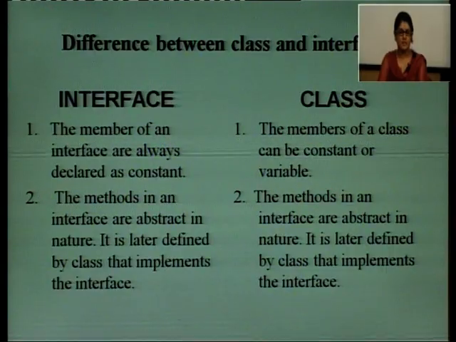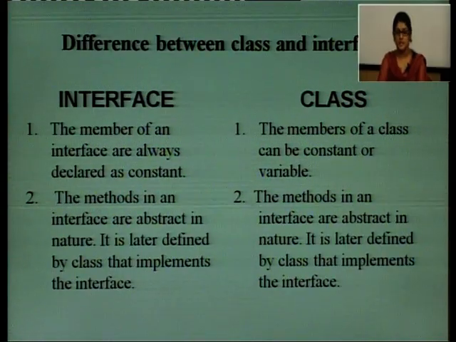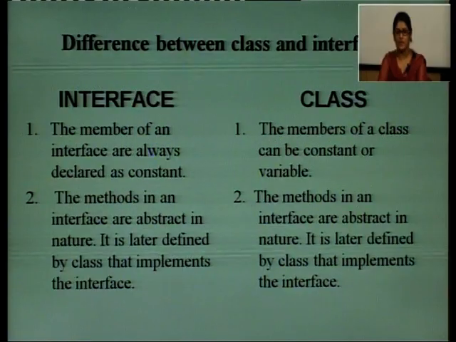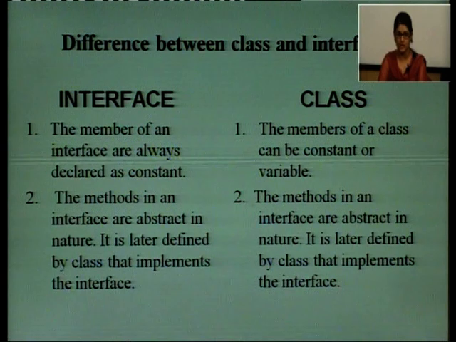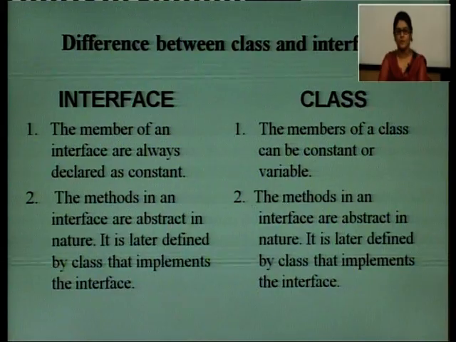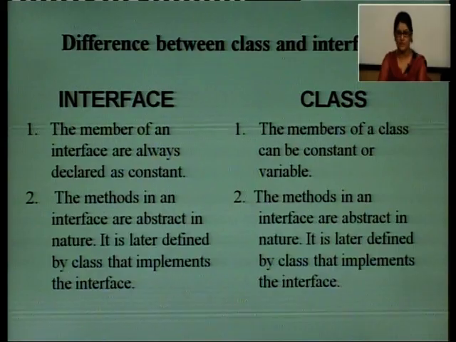The second difference is that the methods in an interface are abstract in nature. They are later defined by the class that implements the interface. Note this thing is important. The methods in an interface are abstract in nature, that means you only have to declare the methods in an interface. The interfaces will contain only the method declaration. They won't define those methods which are declared in an interface.